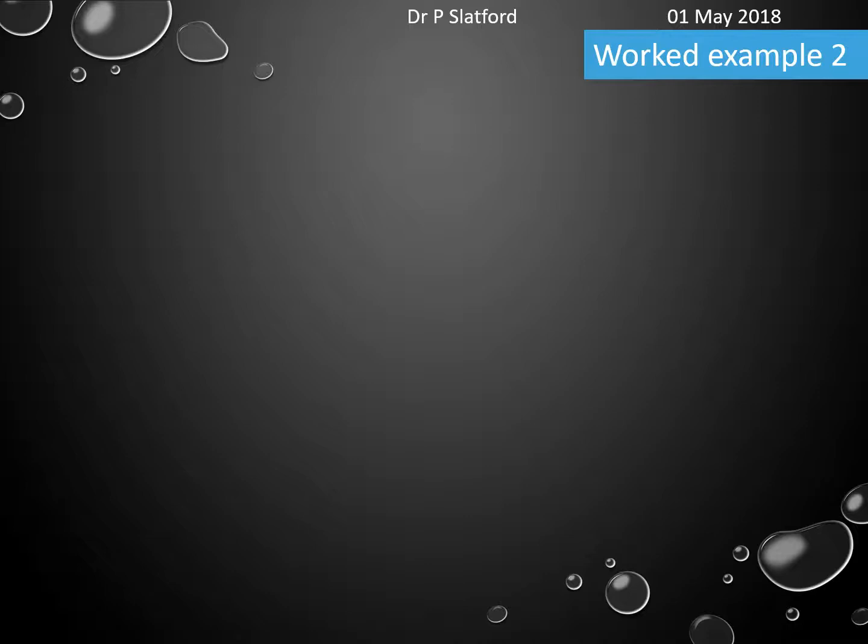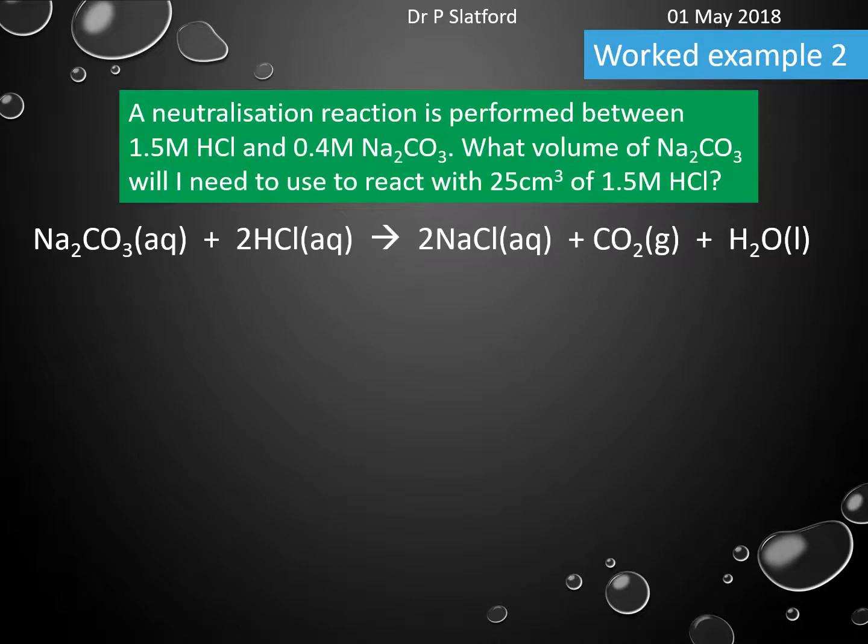The second worked example I'm going to work through is this. So a neutralization reaction is performed between 1.5 molar HCl and 0.4 molar sodium carbonate. What volume of sodium carbonate will I need to use to react with 25 cubic centimeters of 1.5 molar HCl? And I'm going to do exactly the same here as I did in my previous example. I'm interested in these two reagents.